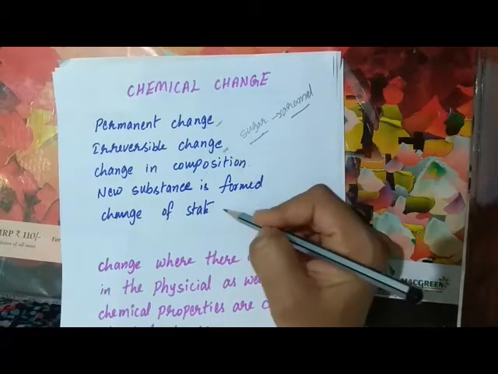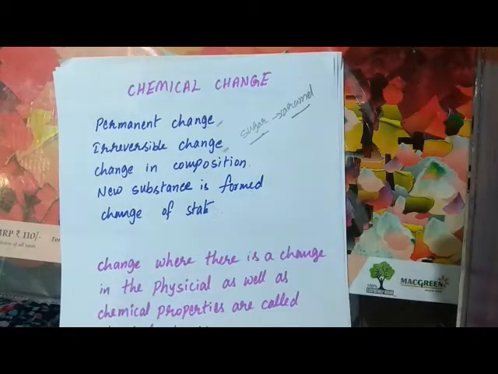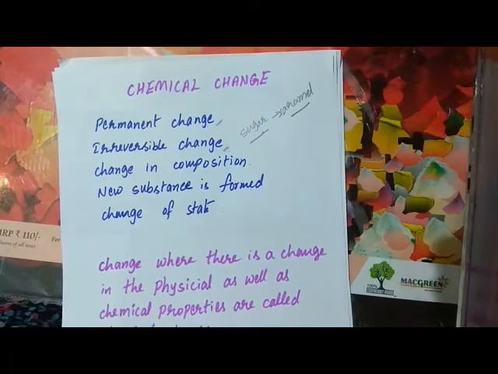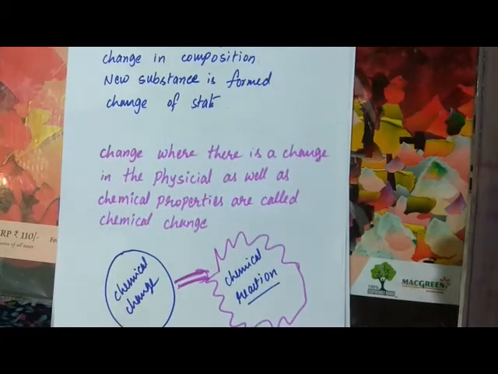Here, like in a physical change, in a chemical change also we can observe change of state. Simply by seeing a change of state, we cannot say that the change that happened is a chemical change. But when do we consider a change to be a chemical change?